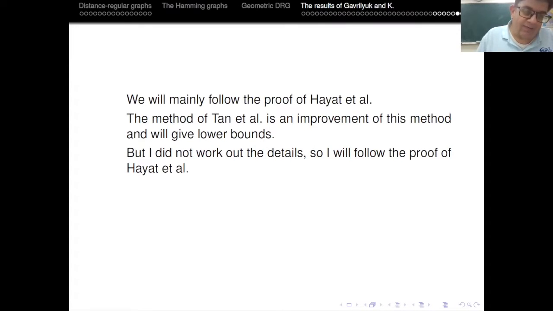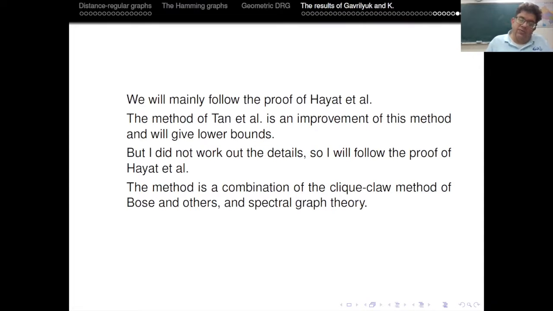But I think you can replace the lower bound by S cubed instead of S to the power 4. That is my guess. It will help with the diameter. That also makes a difference with the characterization of the Grassmann graph. The method is a combination of the clique method of Bose and others and spectral graph theory. We need both tools. We need, for example, that the local graph is walk regular and so on.